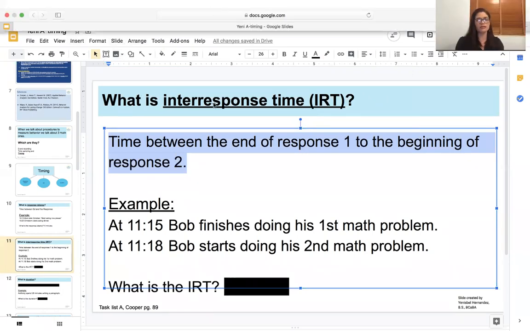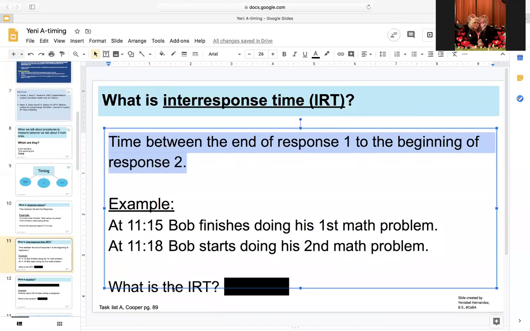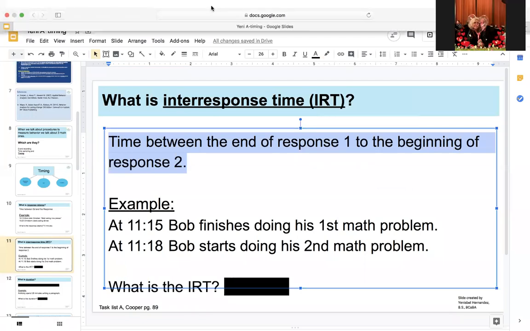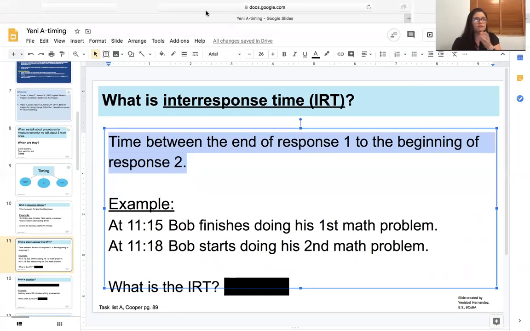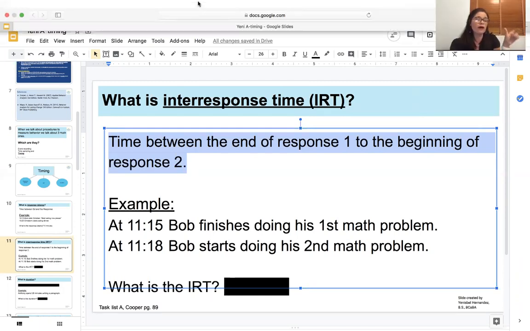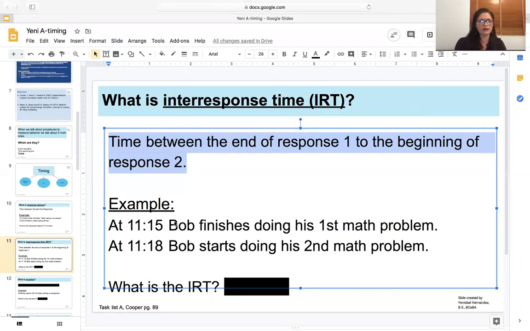So basically, the child could be doing 5 math problems, but you might want to know the time between problem number 5 and problem number 6. It doesn't have to be between problem number 1 and problem number 2. I hope it makes sense what I'm saying.